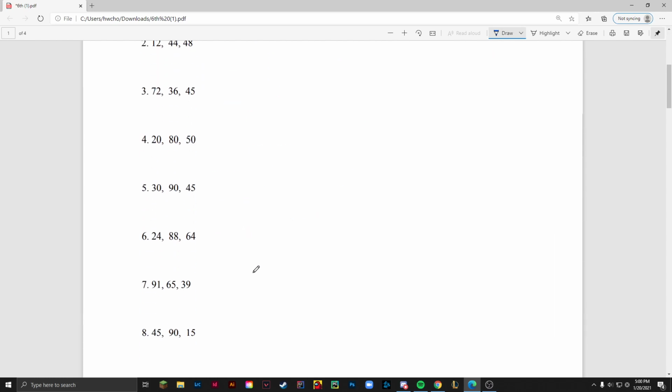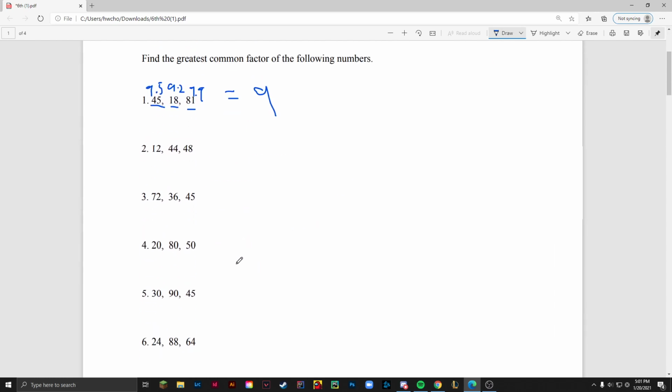Let's look at another one. This one, you can kind of tell what's going on right here. So 20, 80, and 50. What do they all have in common? They have tens, right? So 20 over 10, 80 over 10, and 50 over 10. So 2 times 10, 8 times 10, and 5 times 10. Right, and the greatest factor out of all of these: 2 is a factor, 5 is a factor, but the biggest factor is 10.